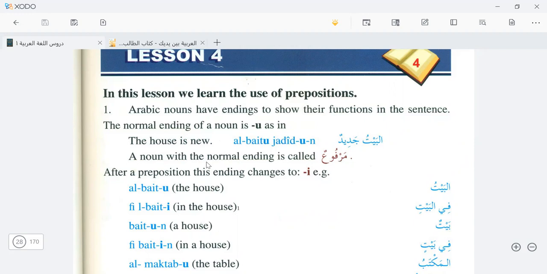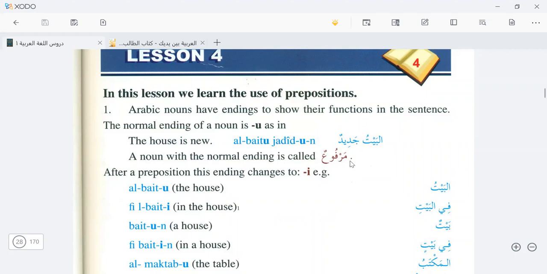Bismillah. In this lesson we learn the use of prepositions. Arabic nouns: number one, Arabic nouns have endings to show their functions in the sentence. The normal ending of a noun is u, a, in. Al-baitu jadidun, the house is new. A noun with the normal ending is called marfu.